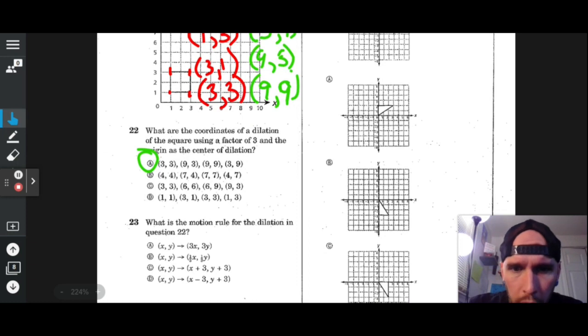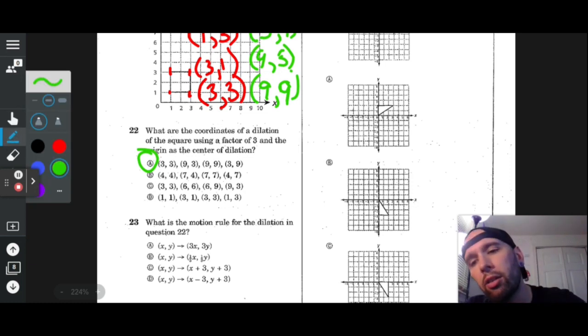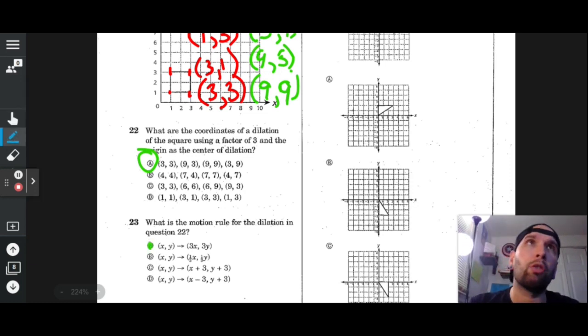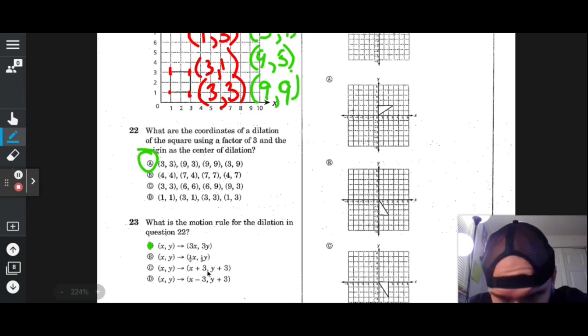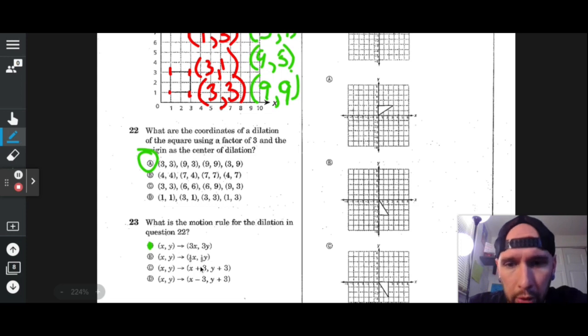What is the motion rule for the dilation? Well, if I'm multiplying everything by 3, then it's going to go from x, y to 3x, 3y. This means you would get smaller. Scale factor would be a third. This means you go right 3, up 3, and this means you go left 3, up 3.